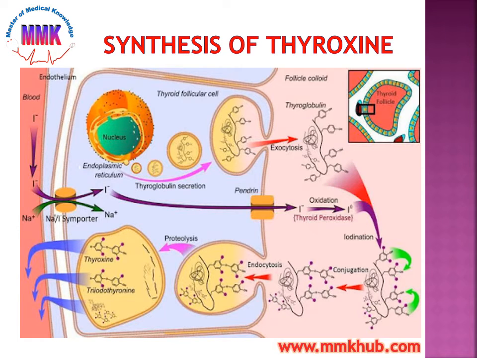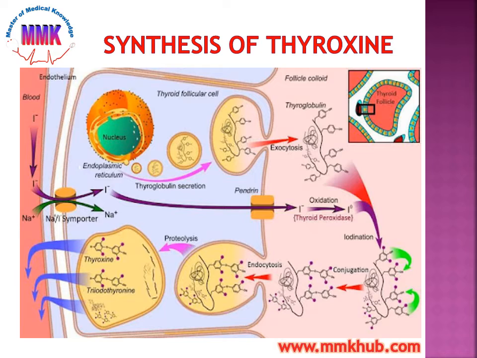Synthesis of thyroxine. Thyroid hormone synthesis starts with the step of iodide trapping by the thyroid follicular cell via the sodium iodide importer. This iodide is diffused to the apex of the cells and then carried to the follicle. In the follicle, there is oxidation of inorganic iodide to iodine in the presence of thyroid peroxidase. On the other side, thyroglobulin is formed in the thyroid follicular cell and then released into the thyroid follicle by exocytosis.